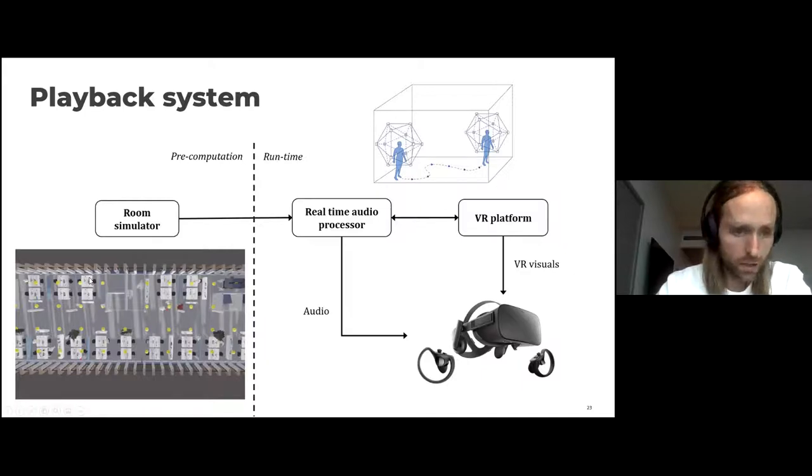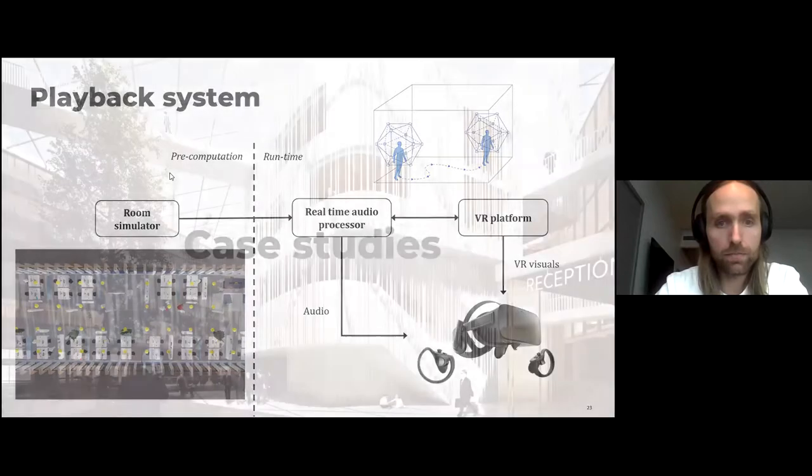We essentially simulate the impulse responses of the room in a grid of points across the domain. We embed some spatial information into each point using ambisonics. Then during runtime, there is a real-time processor that's doing interpolation between the nearest points and ambisonics decoding depending on what your orientation is. So you're always hearing sound coming from the right direction. That's an overview of this VR system.